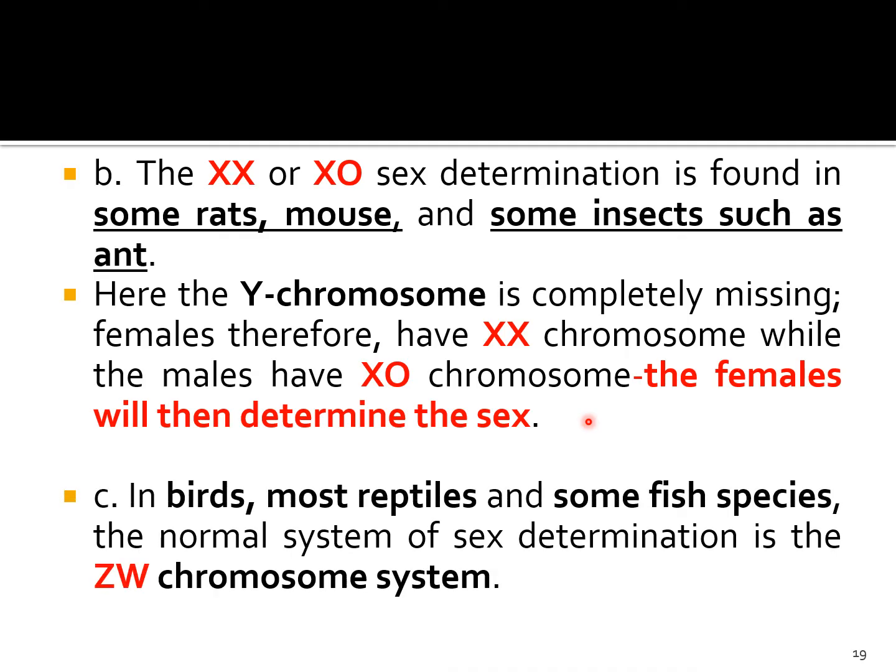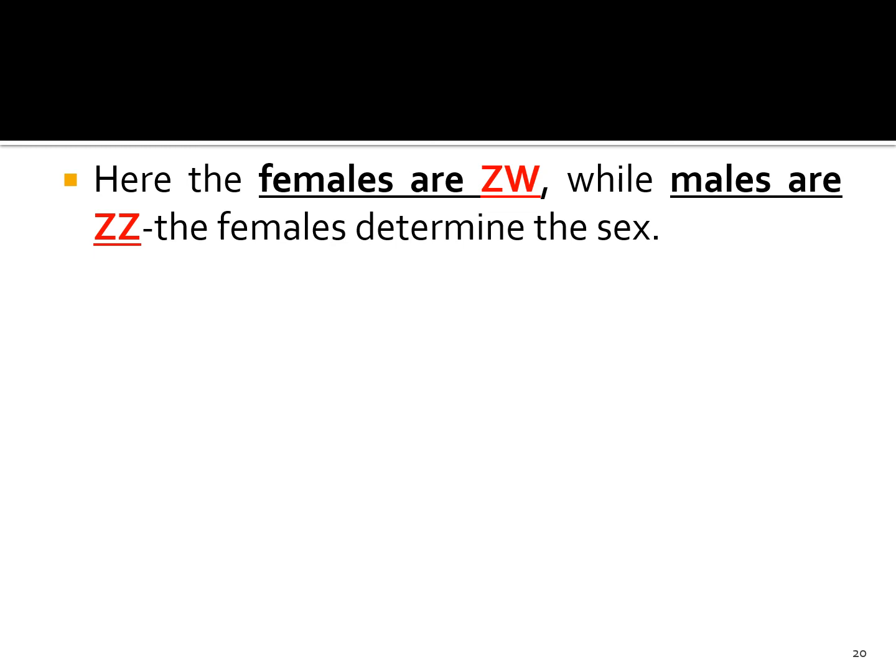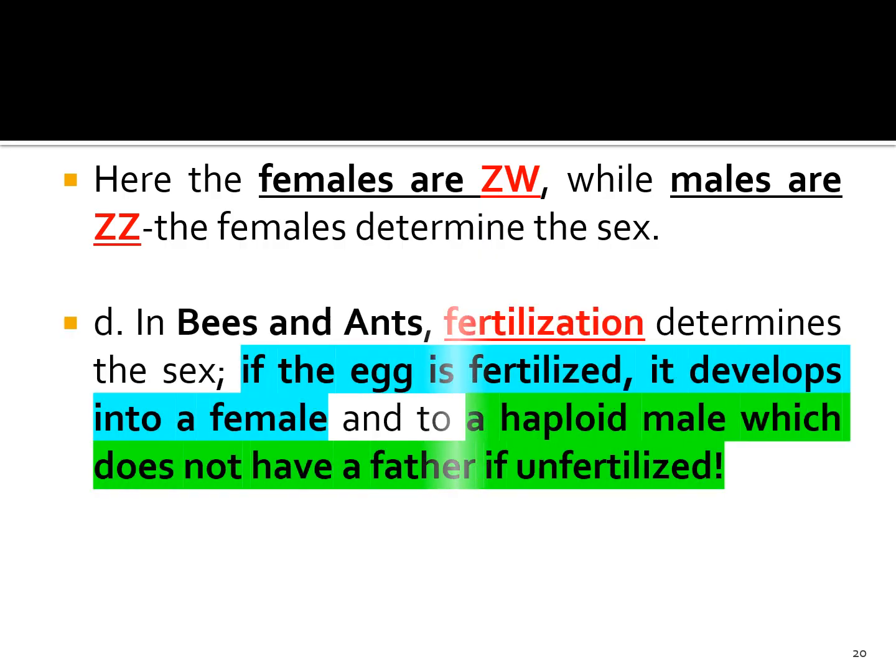In birds, as we've seen earlier, and in most reptiles and in some fish species, the normal system of sex determination is the ZW chromosome system. Here it is the females that are ZW and heterogametic, while the males are ZZ and homogametic. Therefore, it is the females that will determine the sex of the bird.